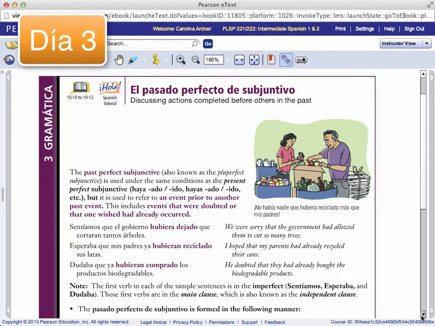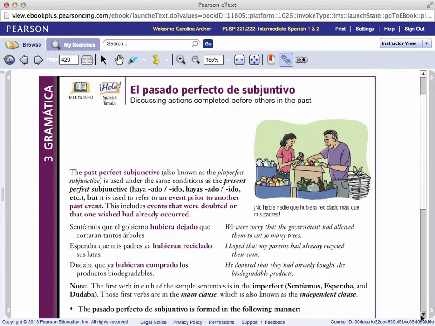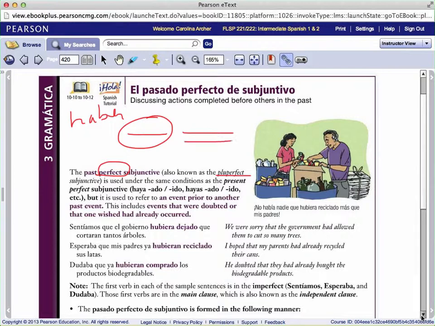Bueno, muy bien. En el día 3 vamos a ver el pasado perfecto del subjuntivo. El pasado perfecto del subjuntivo. This is also known as el pluscuamperfecto del subjuntivo. Pluperfect of the subjunctive. Okay. So, like I told you before, any tense that has the word perfect in it is going to be a two-word verb. Okay. So we're going to use the verb haber here conjugated, and here we're going to use the past participle, the hado and ido.